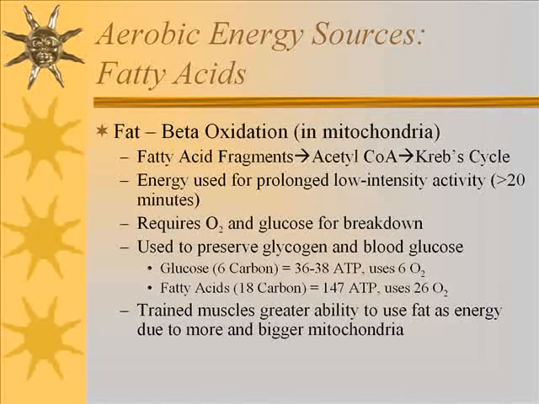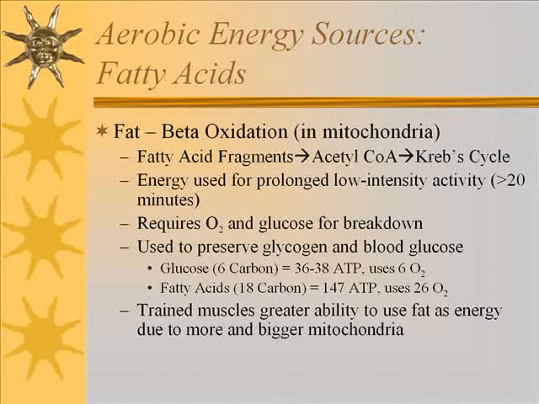This is the energy that's used for prolonged low-intensity activities that take place for greater than 20 minutes. So again, it's not a quick source of energy, but we can have it providing energy for a long period of time. We have to have oxygen available, though, for fatty acid oxidation, or beta oxidation, to take place. We also have to have glucose available to be able to break down fatty acids.